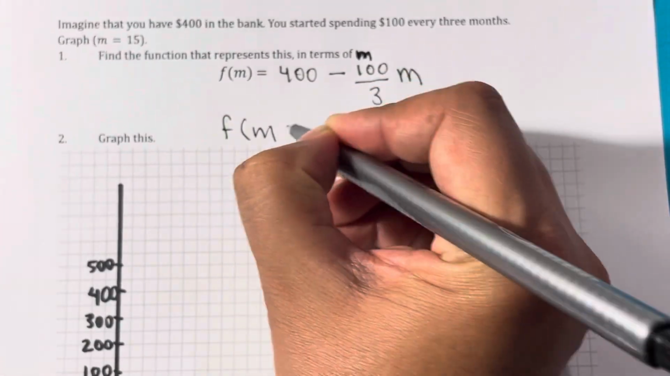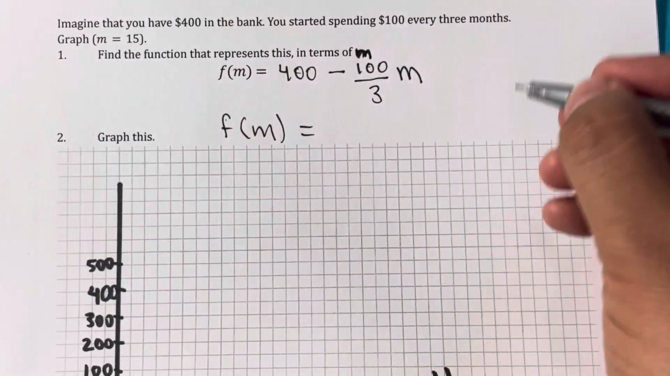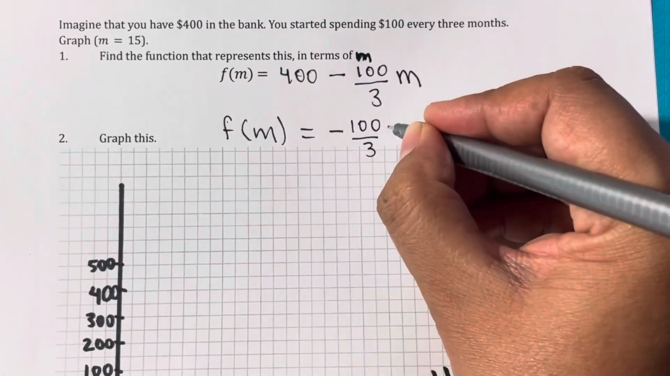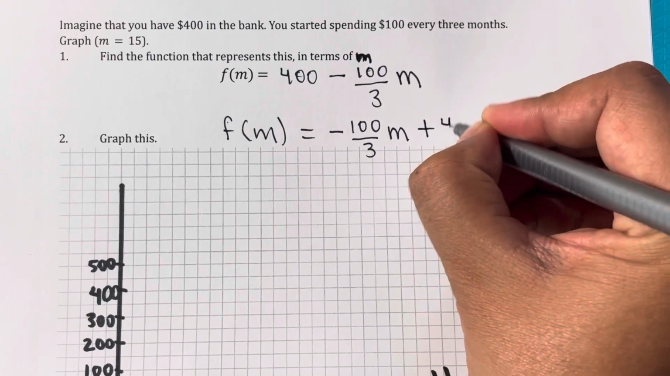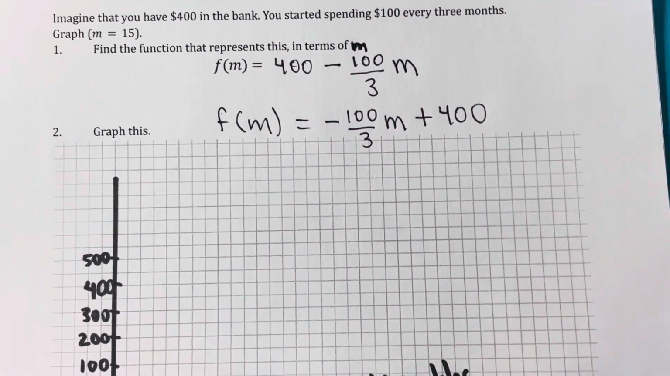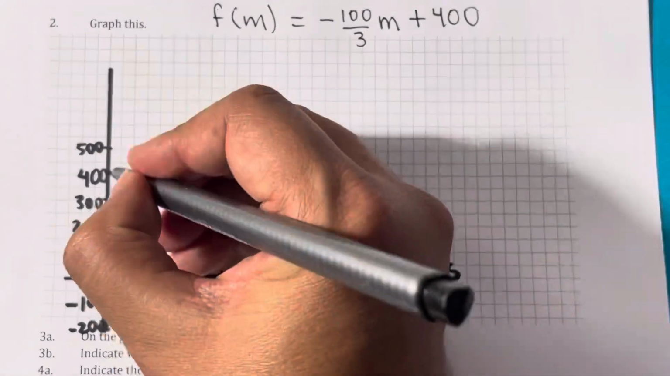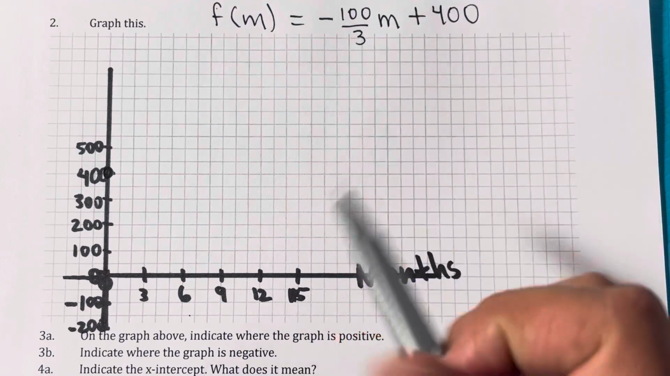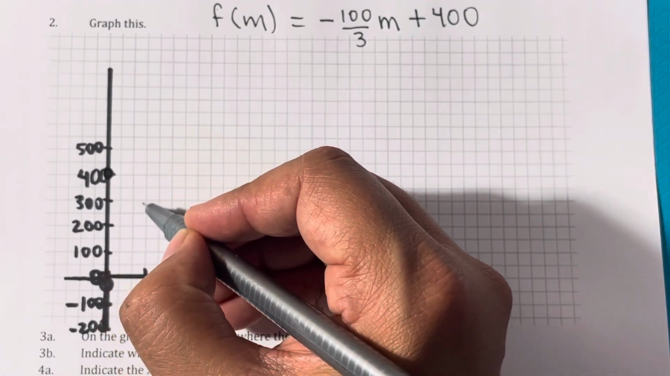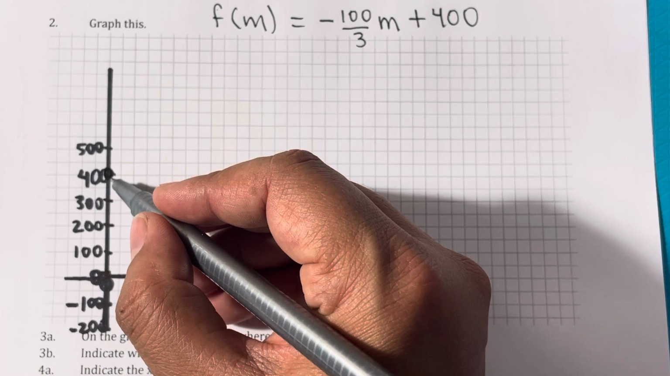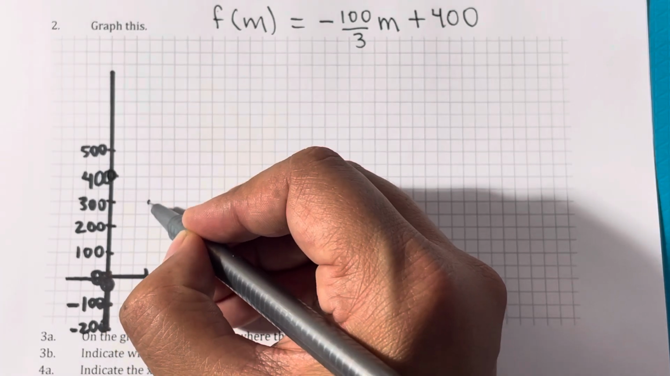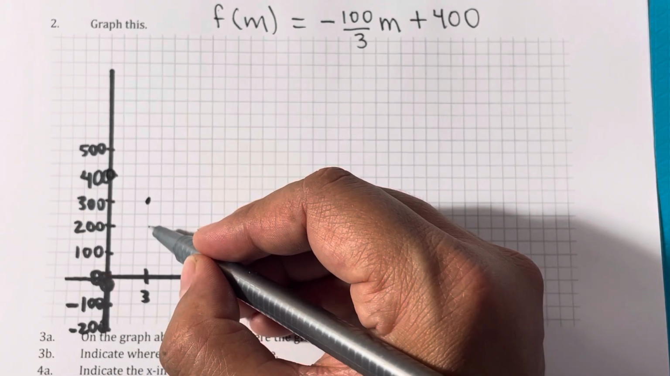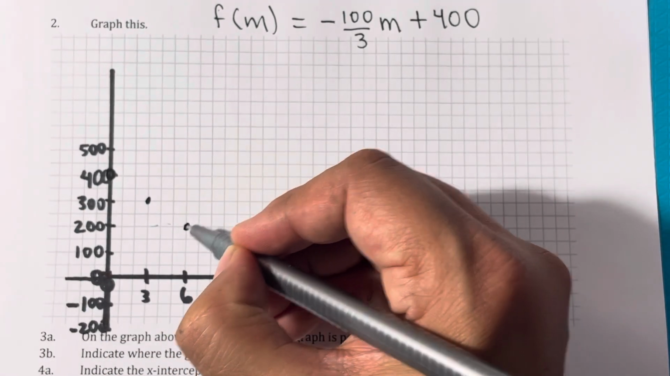Ideally, you want to change this because the constant is at the end. So we put -100 thirds m plus 400. So that will be our function. And so for the graph, we have 400 when we begin. Then after 3 months, we spent 100. So that's why the slope is -100 over 3, because it's going down 100 over the next 3 months.